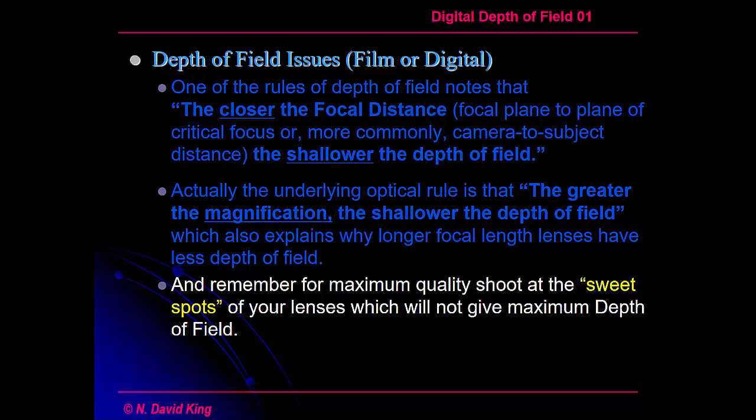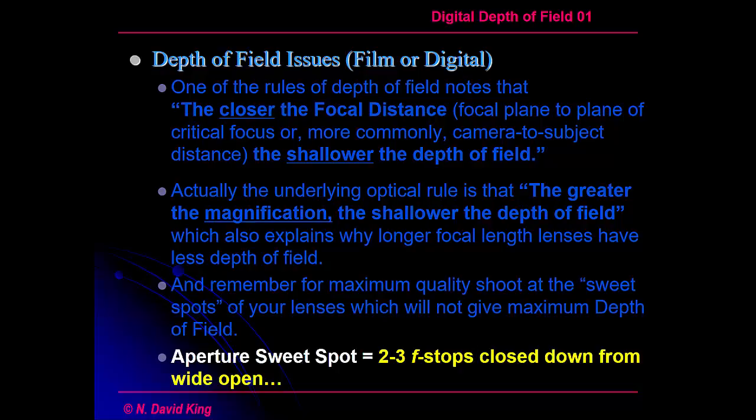What you want to do is shoot at that point where you're getting the maximum sharpness, at what's called the sweet spot. And that aperture sweet spot is usually 2 to 3 f-stops closed down from wide open, which means if you have an f4 lens, meaning that at f4 it's as wide as it's going to get, then your sweet spot is going to be between 5.6, which is 1 stop, f8, which is 2 stops, f11 is 3 stops, so your sweet spot is going to be between f8 and 11, not stopped all the way down.